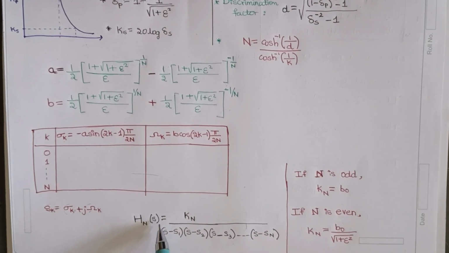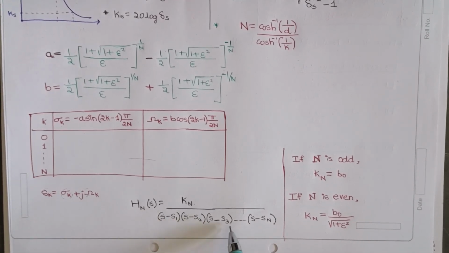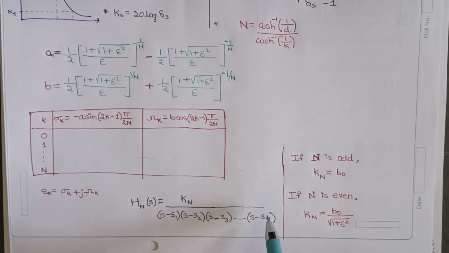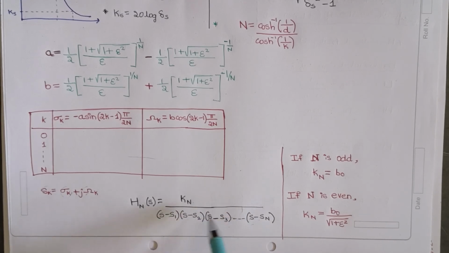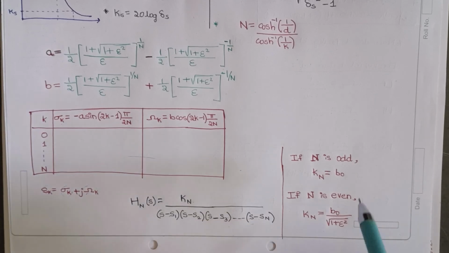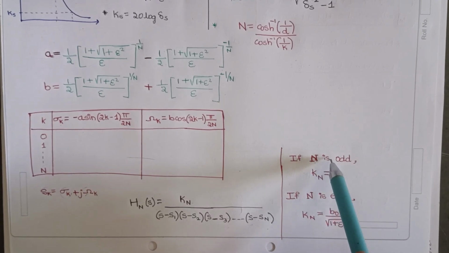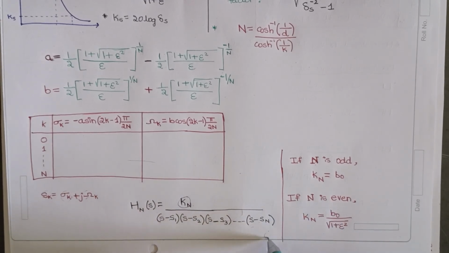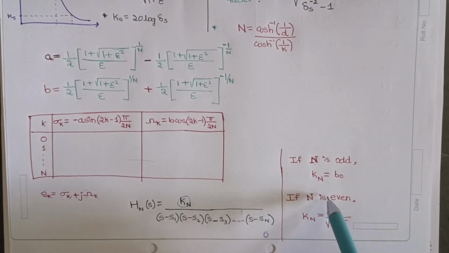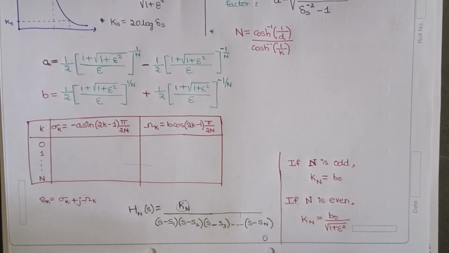The transfer function Hn of s is given by Kn divided by (s minus s1) into (s minus s2) into (s minus s3) and so on up till (s minus sn). After applying polynomial multiplication for the denominator, we get a quadratic equation or any higher order equation where the last term will be a constant term. That is known as b0. If n value is odd, then the Kn value becomes b0, which is obtained in the higher order equation. If n is an even number, then Kn is given by b0 divided by under root 1 plus epsilon square.